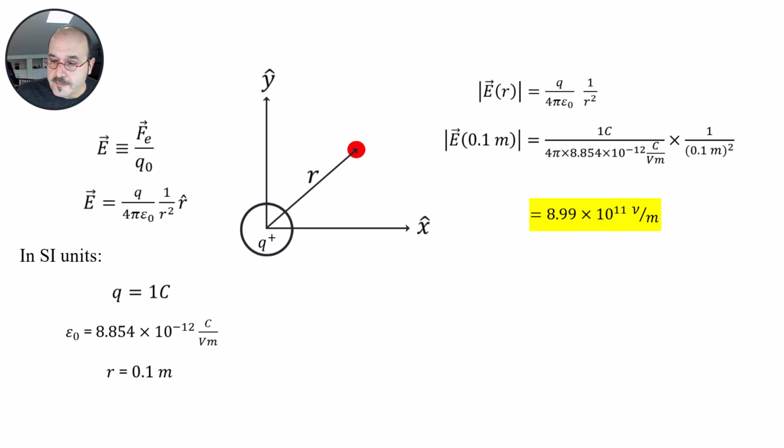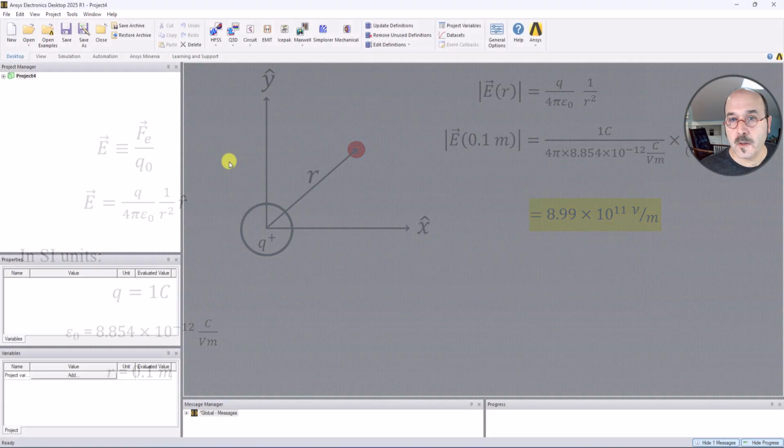Okay, so in the previous segment, we ran through an analytical calculation of the electric field value at 100 millimeters away from a point source. And the value that we came up with was 8.99 times 10 to the 11 volts per meter. What we're going to do now is run through a computational analysis.